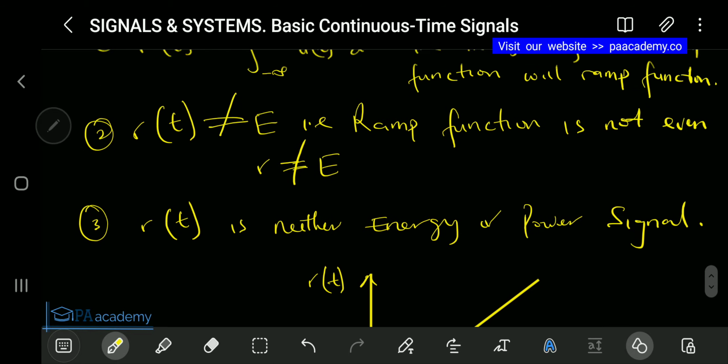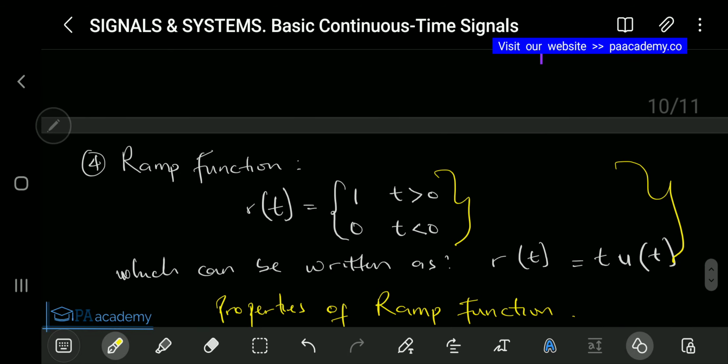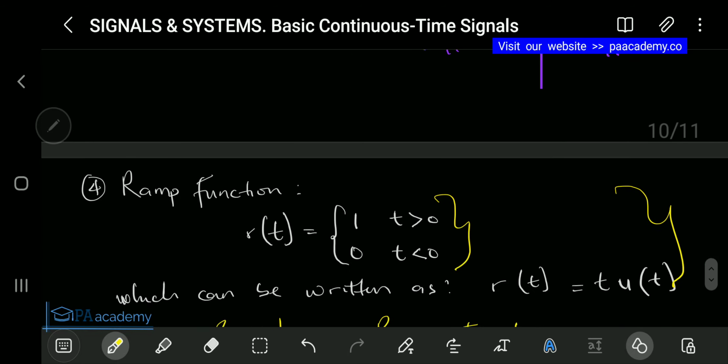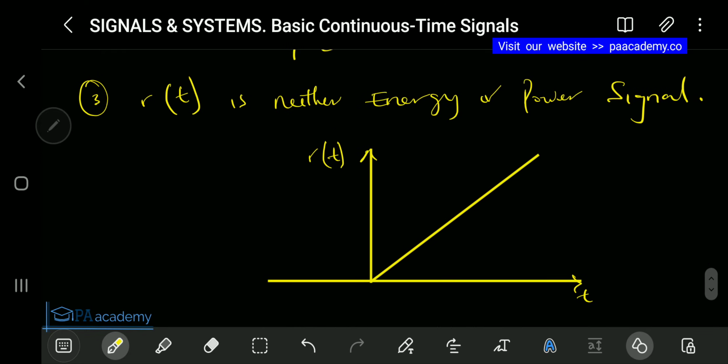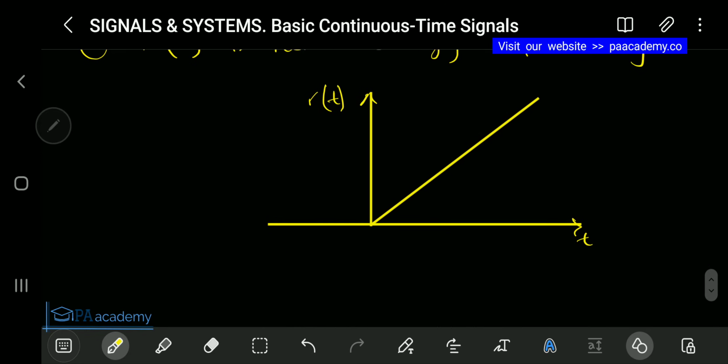So in this video, we've looked at 4 of the basic continuous signals. We still have 4 more to go. The other 4, I'll continue in the next video.